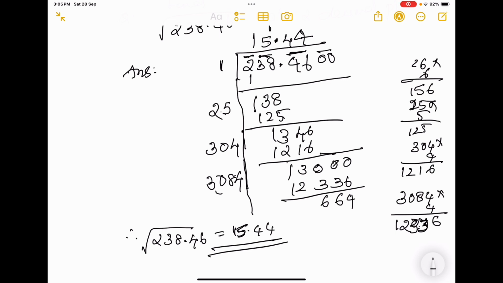Then we write this 4, as it is less than 13,000, so we can write 4 as the quotient. Near 15.4 you can write 4, and near 308 write 4. Then the product 3084 into 4, that is 12,336, below 13,000. Then you subtract it, we get 10 minus 6, 4, 9 minus 3, 6, 9 minus 3, 6, then 2 minus 2, 0, 1 minus 1, 0. Then the answer is root of 238.46 equal to 15.44.